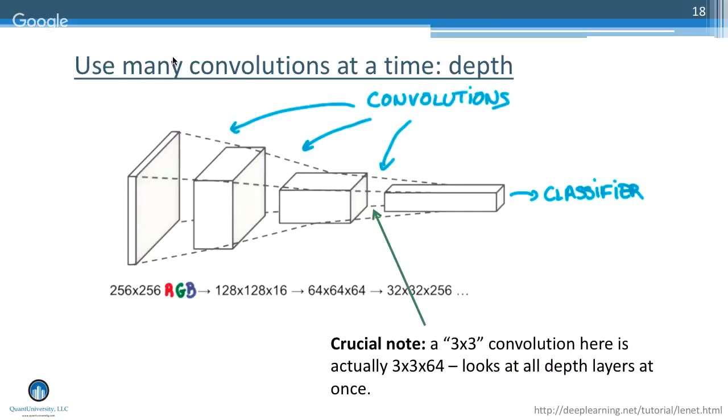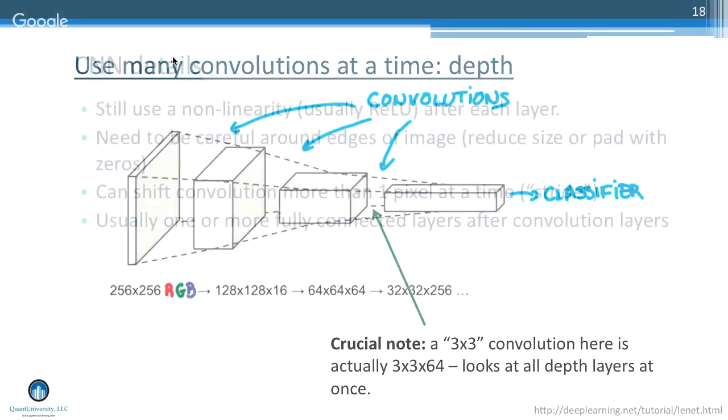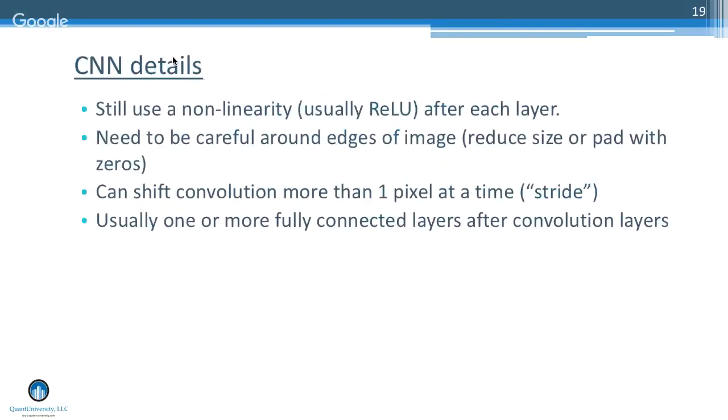I guess I already talked about that. So when you say 3 by 3, if you see any papers, it's always by depth. In principle, you could actually do something more complicated, but that's pretty much never what people do. Right, so we still have bias.